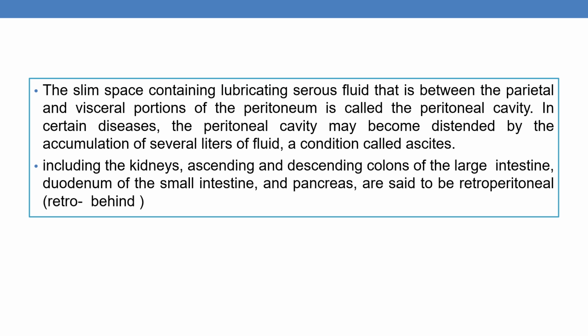What are the retroperitoneal organs? Retro means behind. The organs which are behind the peritoneum. They are the kidneys, ascending and descending colon of the large intestine, duodenum of the small intestine and pancreas. These are the retroperitoneal organs. And the accumulation of several liters of peritoneal fluid is called ascites. It mainly occurs due to liver damage.